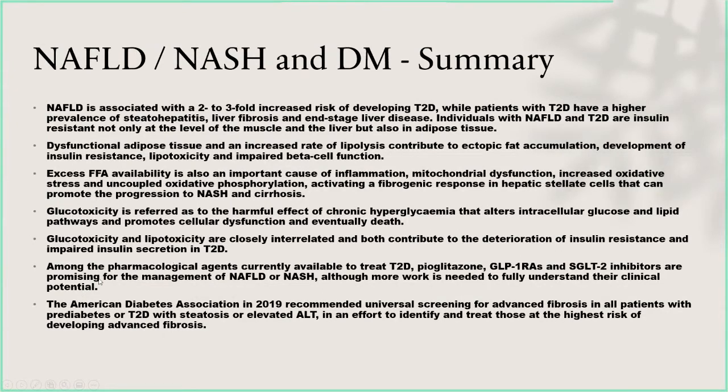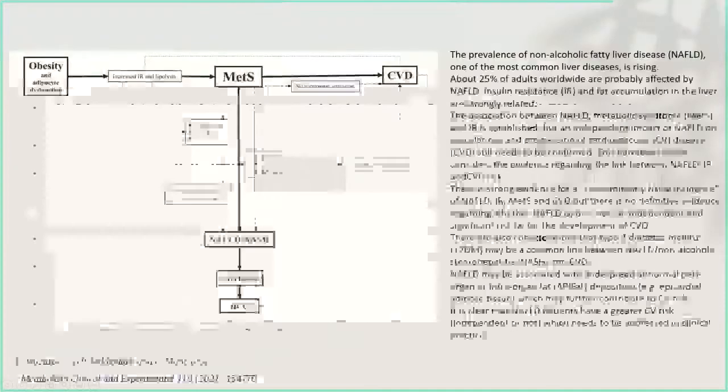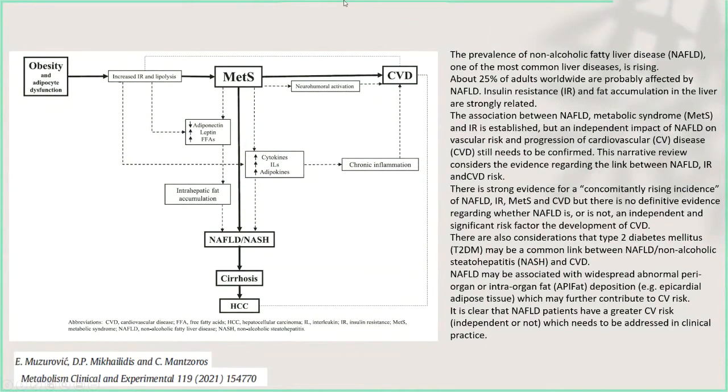So among the pharmacological agents currently used, TZDs, such as pioglitazone, GLP-1 analogs, and SGLT2 inhibitors are promising for management, although more work needs to be done. So in the ADA's 2019 guidelines, they recommend universal screening for advanced fibrosis in all patients with prediabetes or type 2 diabetes with cirrhosis, with steatosis and elevated ALT, to identify and treat those with the highest risk of developing advanced fibrosis.